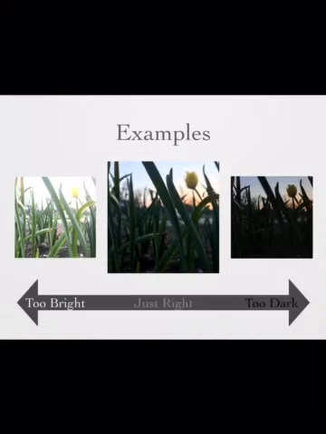Here are my examples. On the left, we have a photo that's too bright. We can't see the tulip or much of anything else in the photo, only some of the leaves and the ground. On the right, we have a photo that's too dark. You can't really see anything except for the silhouettes of the objects. In the middle, we have it just right. You can clearly see everything in the photo.